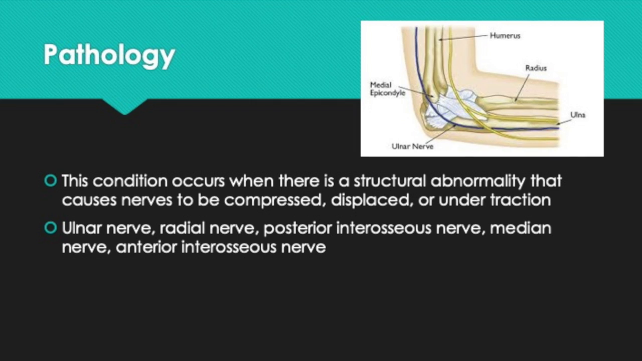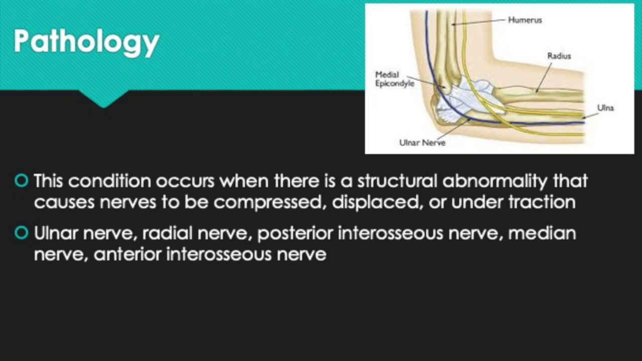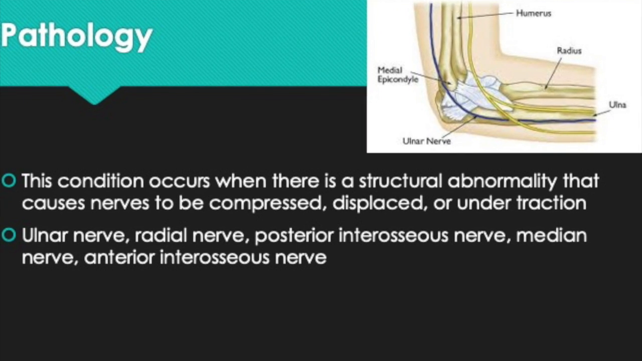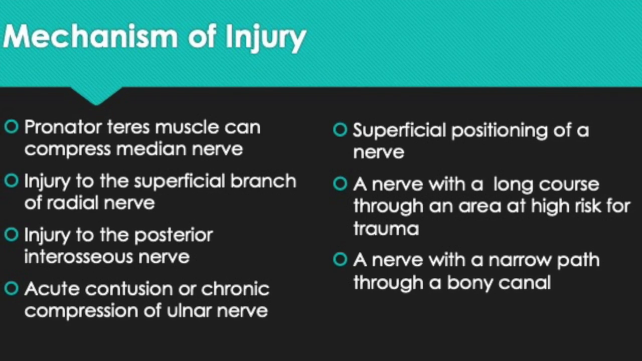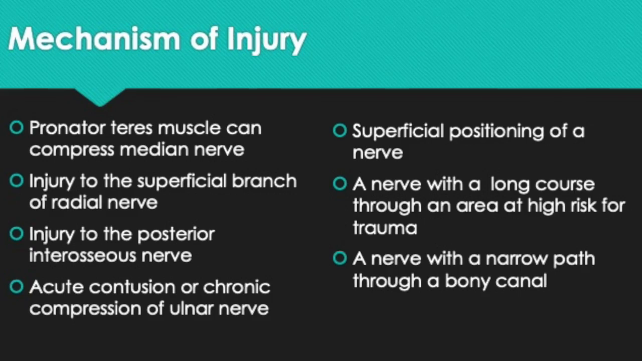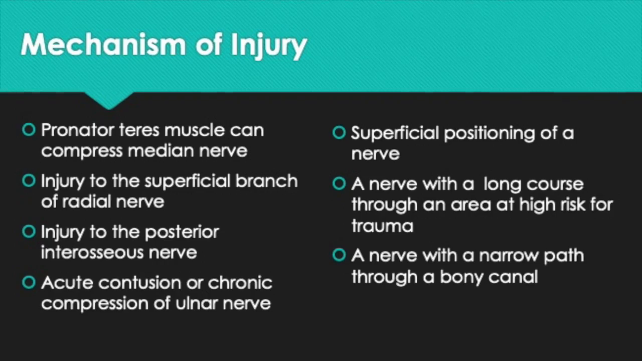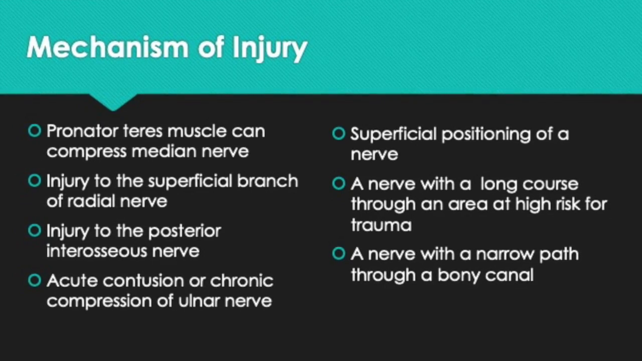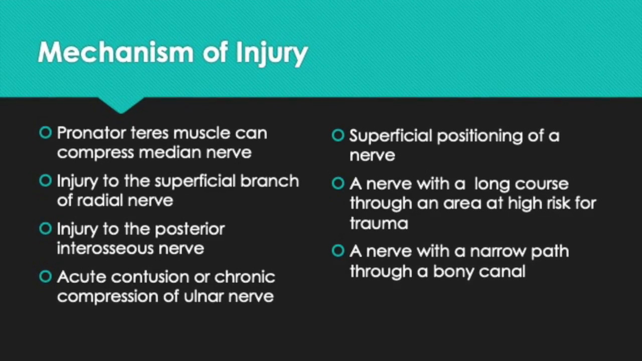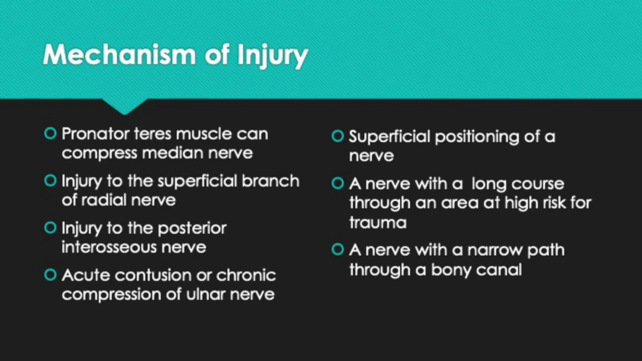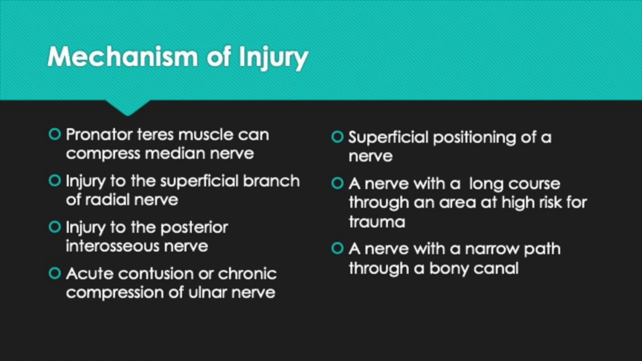So this condition occurs when there's a structural abnormality that causes the nerves to be compressed, displaced, or put under traction. For the mechanism of injury, the pronator teres muscle can compress the median nerve. There can be injury to the superficial branch of the radial nerve, injury to the posterior interosseous nerve, an acute contusion or chronic compression of the ulnar nerve, superficial positioning of a nerve with a long course through an area of high risk for trauma, and a nerve with a narrow path through a bony canal.